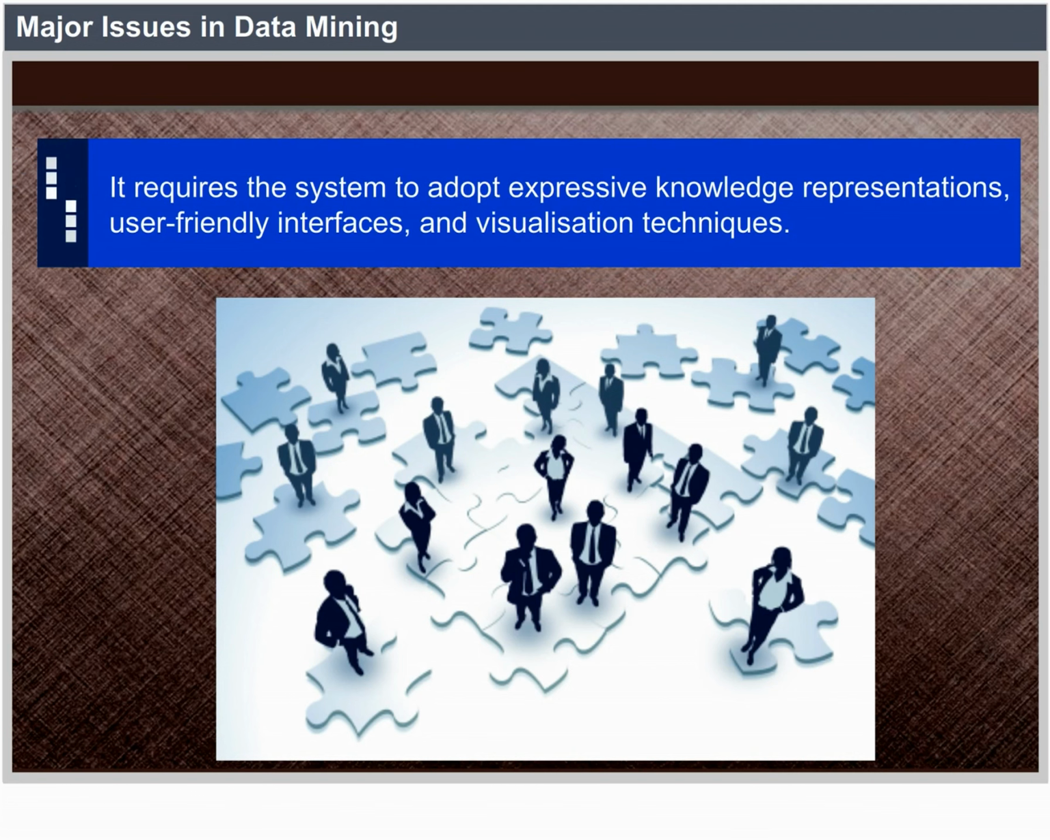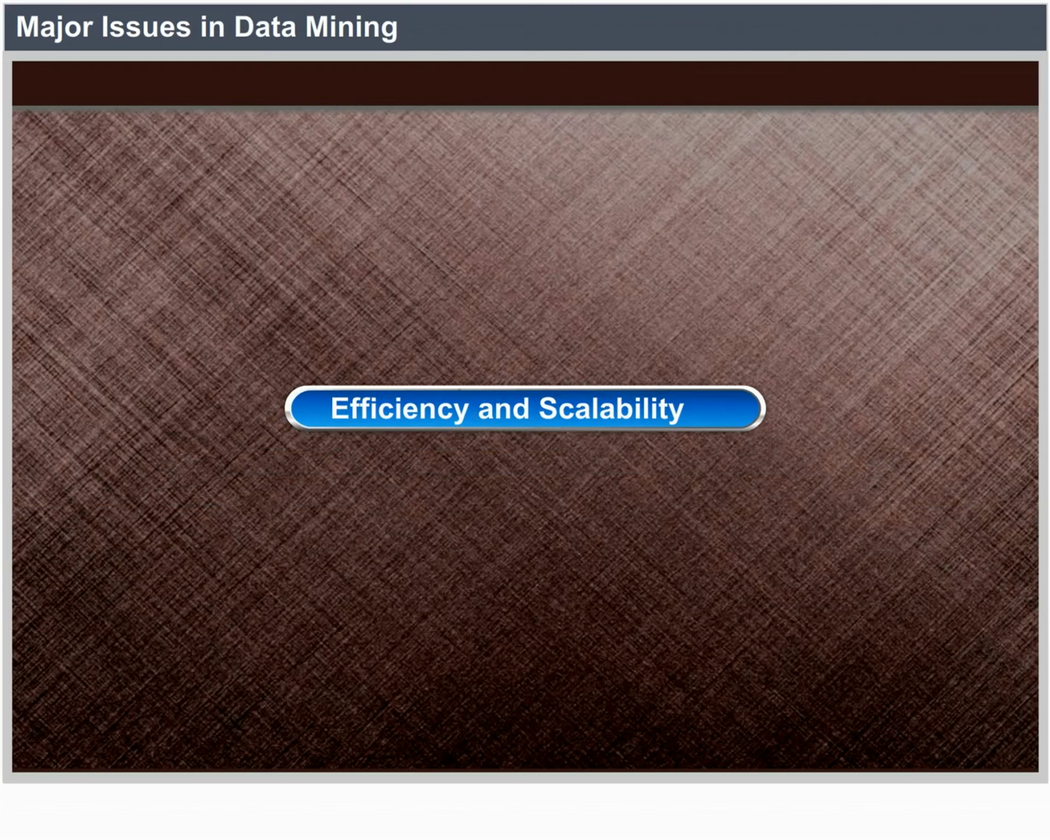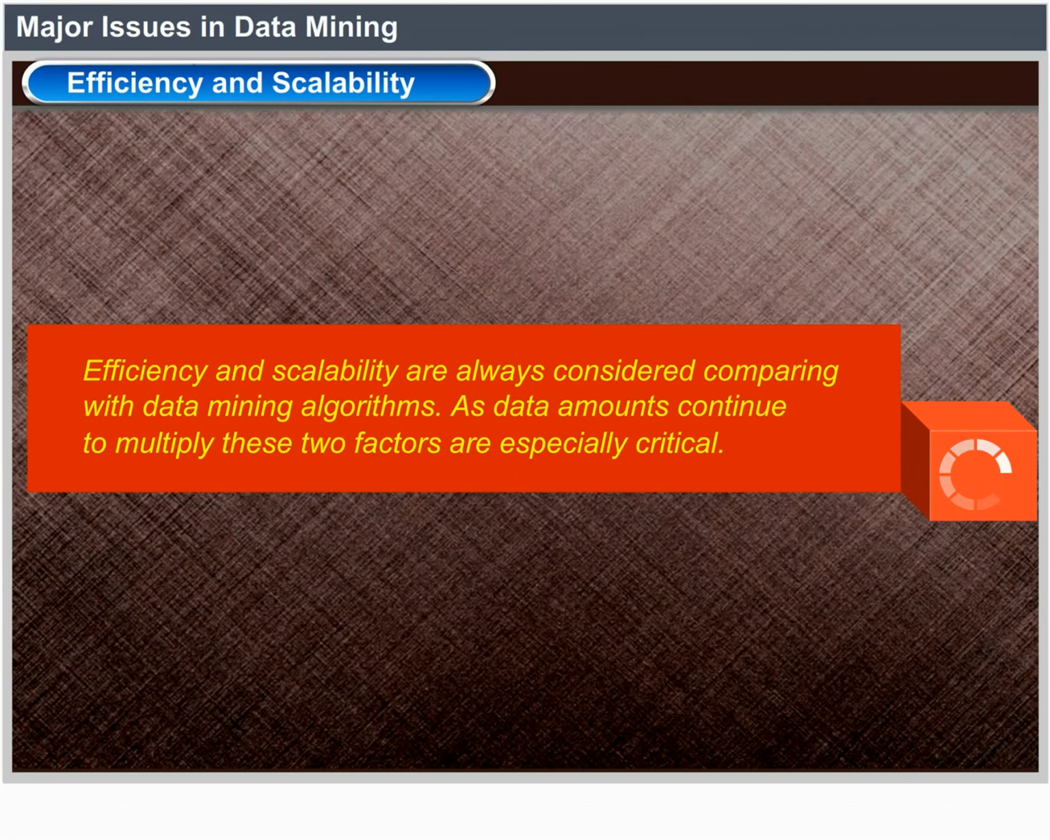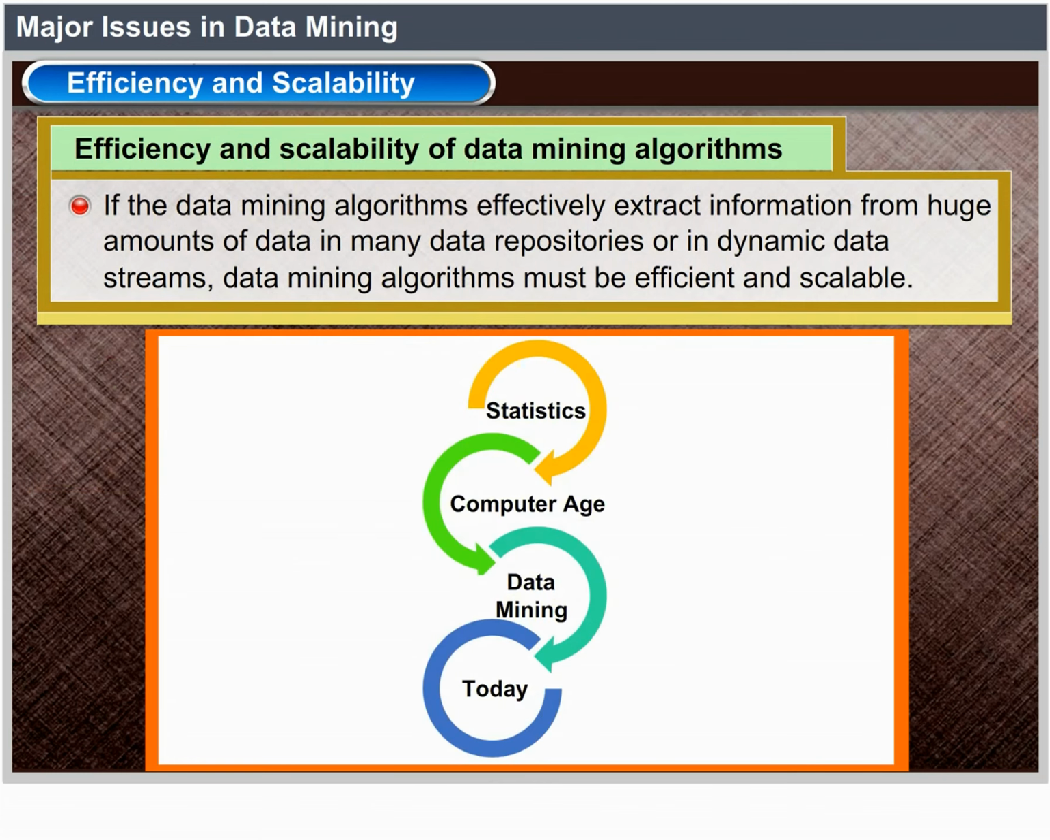Efficiency and scalability. Efficiency and scalability are always considered when comparing data mining algorithms. As data amounts continue to multiply, these two factors are especially critical. Efficiency and scalability of data mining algorithms. Data mining algorithms must be efficient and scalable in order to effectively extract information from huge amounts of data in many data repositories or in dynamic data streams.